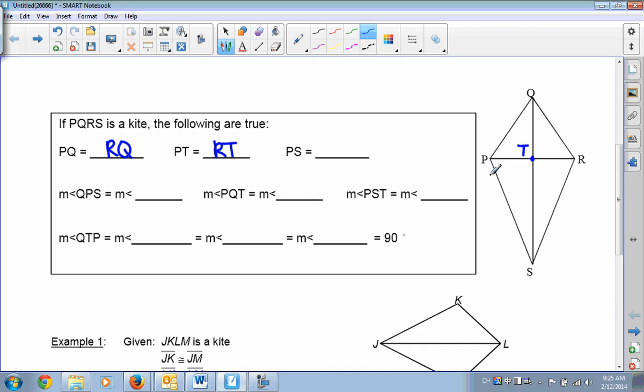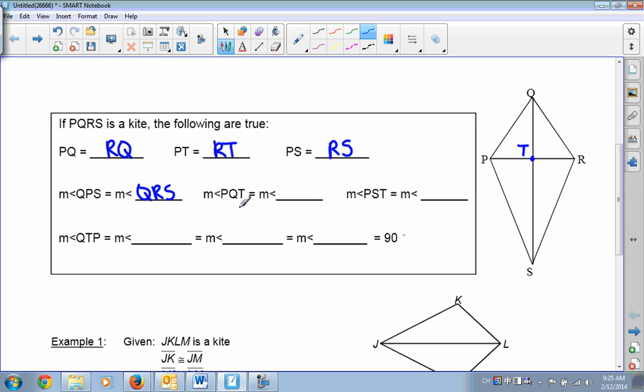PS. Which one? RS, good. The measure of angle QPS. So that big angle right here, what would that be the same as? QRS. So the measure of angle QRS. Very good.